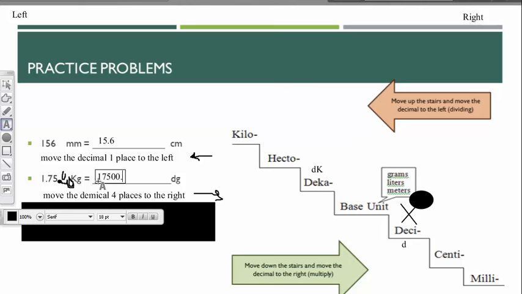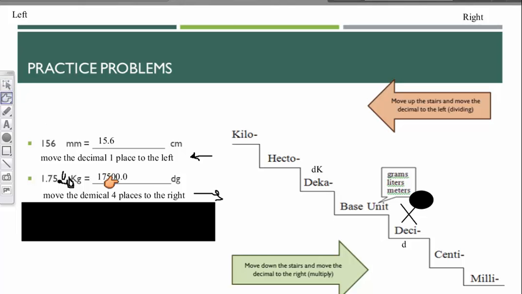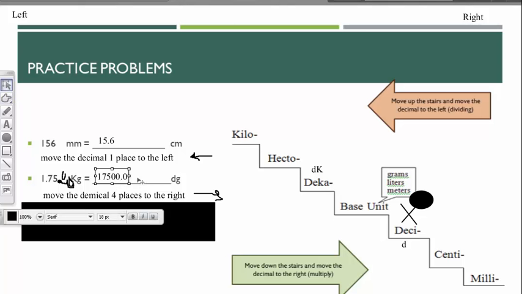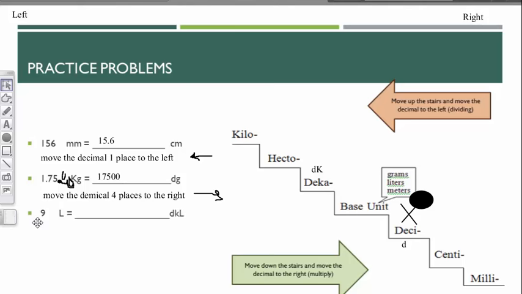And now my decimal is at the end. So I'm going to put 0.0, just so you don't need that 0.0. I just want you to see where my decimal ended up. Okay, so let's double check it. It was right here between the 1 and the 7, and I'm going to go 4 to the right. 1, 2, 3, 4. So your answer is 17,500. And I just put the little 0.0 there so you can see where it's at. But you don't need it. We can erase it just like this. There you go.